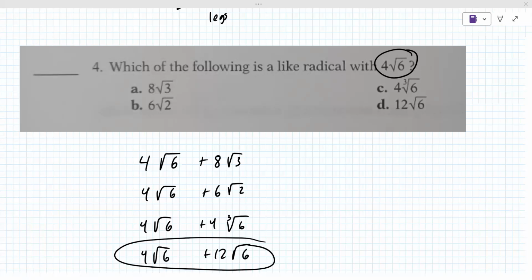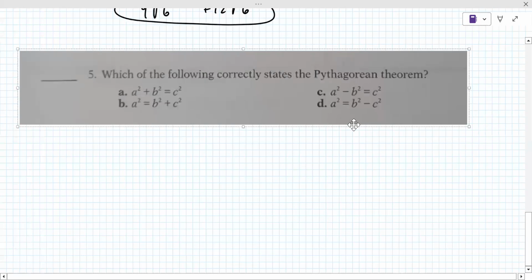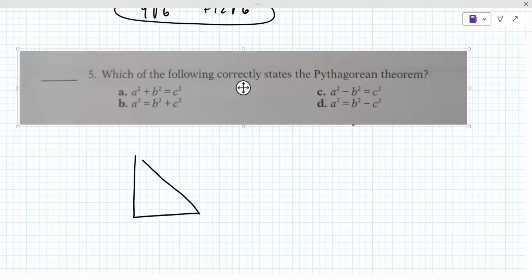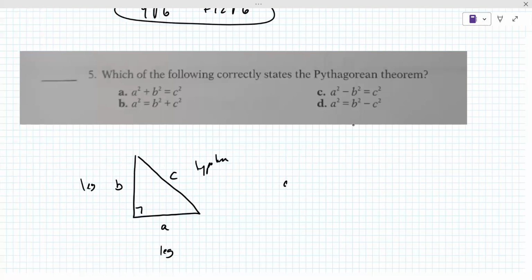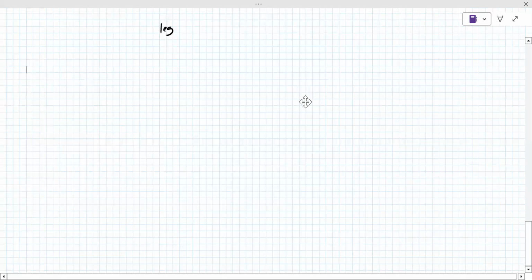All right, number 5 here. Pythagorean theorem, really important. One of the most important things you'll see in math. The legs are always A and B, leg, hypotenuse. And it is always A squared plus B squared equals C squared. Nothing less, nothing more. Which one would that be? A. It is A. Really important to know that. You'll see that over and over again. I'll ask you that, and hopefully you'll give me the right answer.